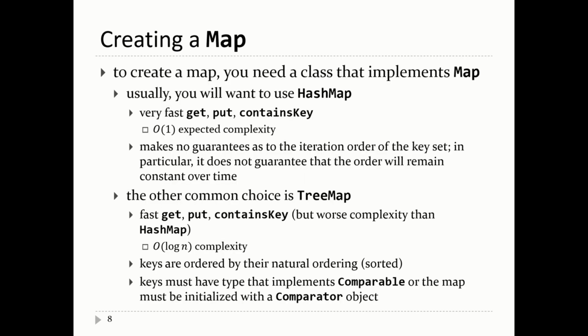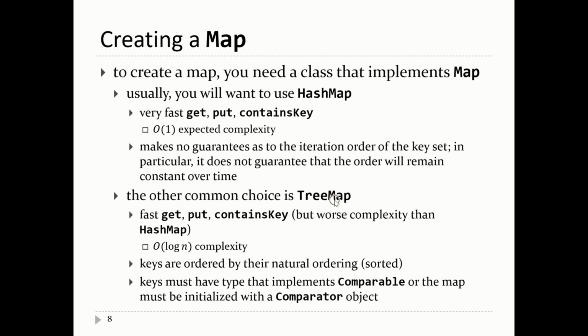Okay, so to create a map, you need to pick a map implementation. Normally you pick hash map because it's the fastest. By fast, I mean it's very fast: get, put, and contains key. Those are your 3 basic methods. Those are all O(1) expected complexity, so constant time complexity. Very fast, but if you iterate over the keys of the map, you have no idea what order they're going to come out in. Furthermore, if you put something into the map or take something out, the ordering of the keys can change.